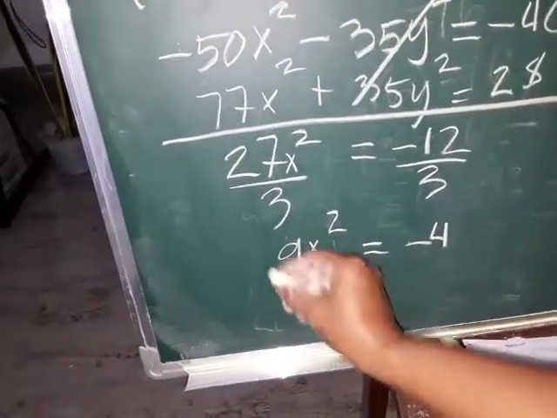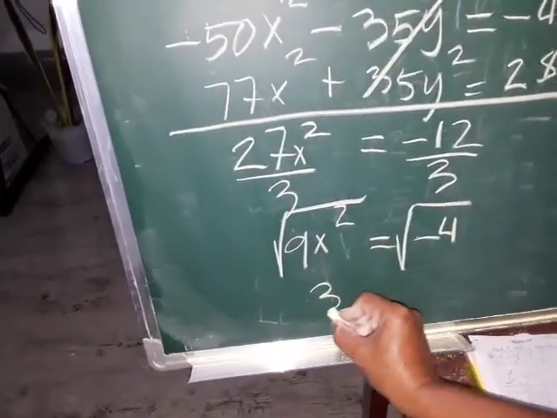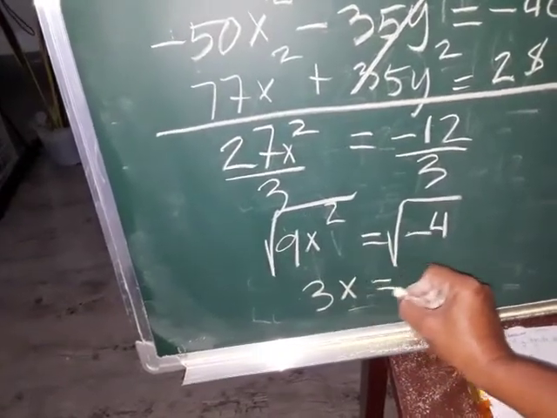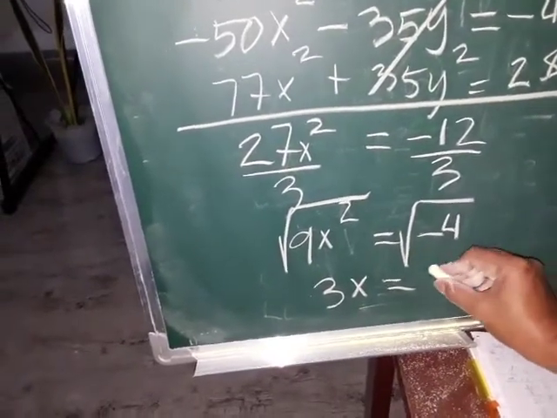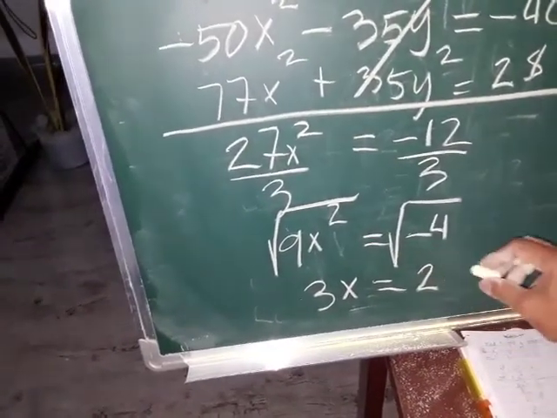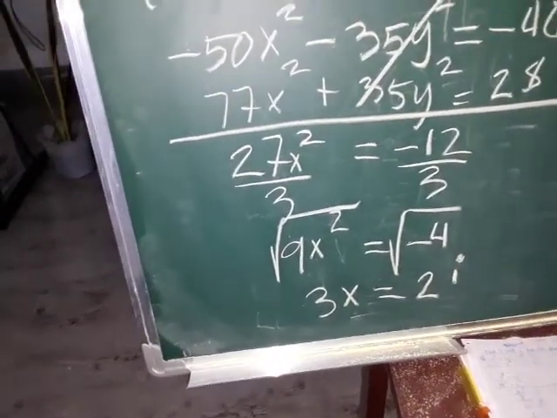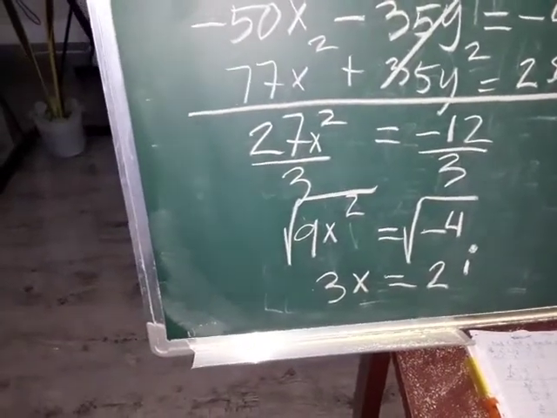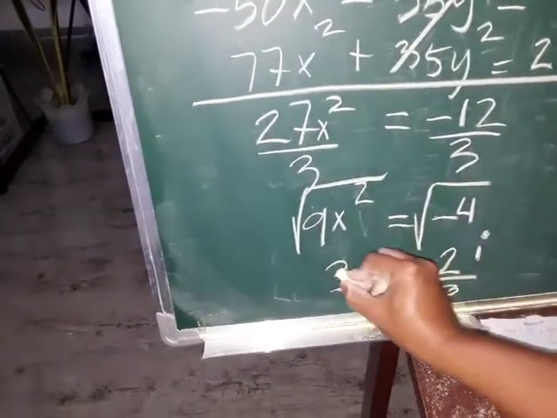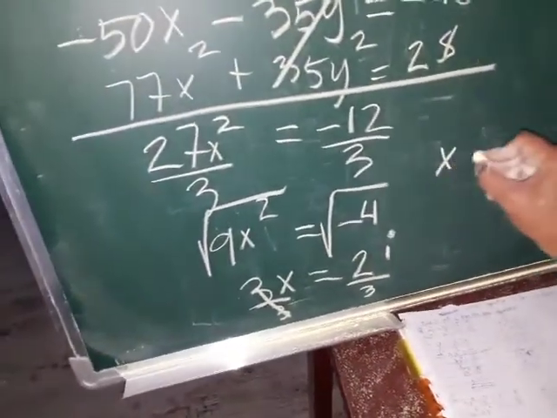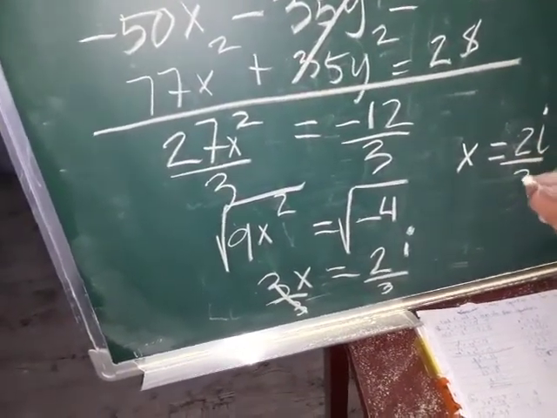Okay, perfect square, so radical. So this becomes 3x is equal to... the square root of 4 is 2, but since it is negative, let's put i. We will discuss that next time. Next, divided by 3. So our x now is equal to 2i over 3.